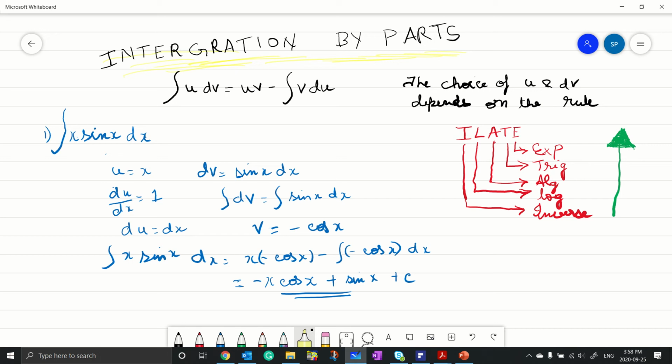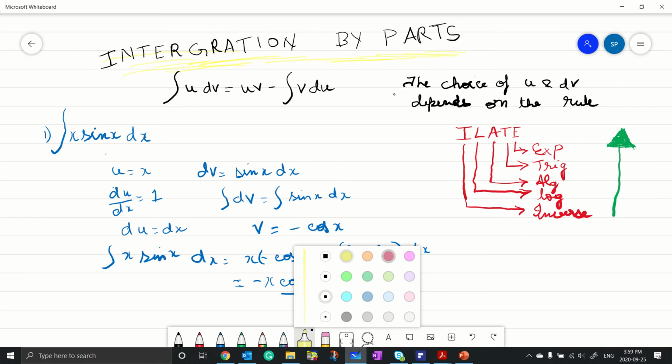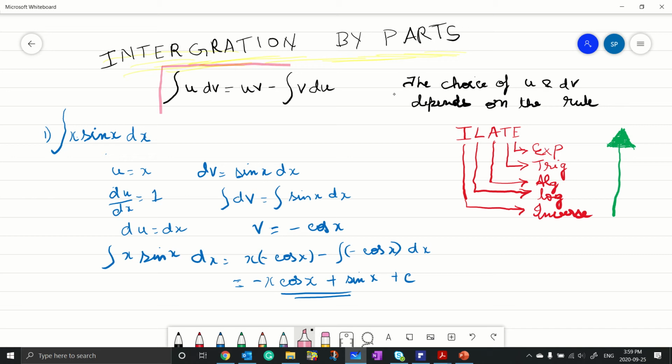There are a lot of methods to solve indefinite integrals, but when we cannot derive an integral into its basic form, then we use integration by parts. In a minute I'm going to discuss the formula for integration by parts. If you have integral u dv, it is equal to uv minus integral v du.